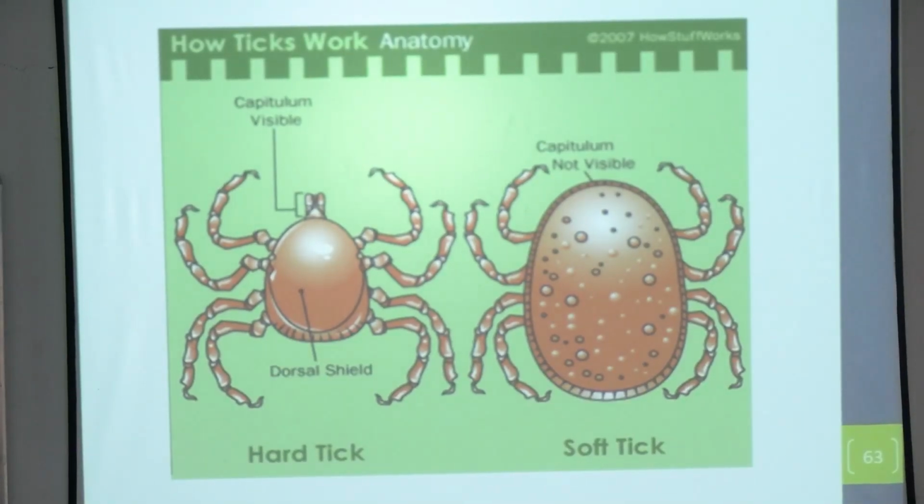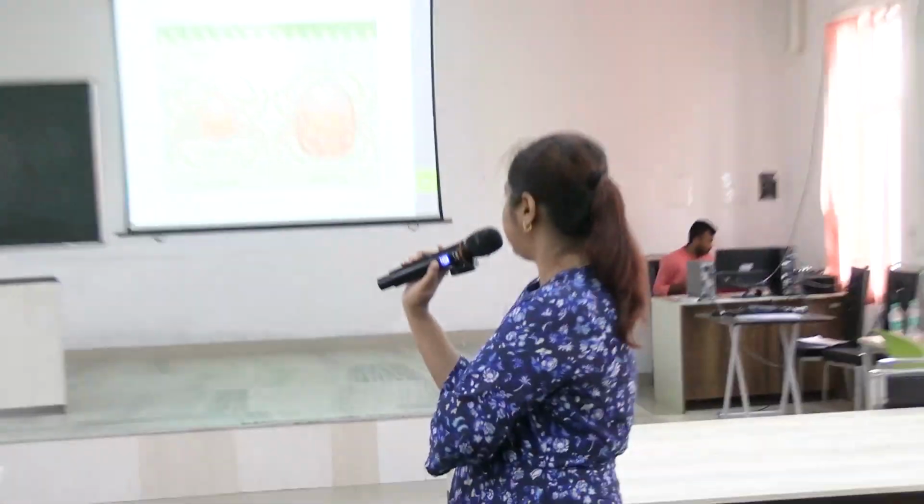This is a hard tick, this is a soft tick. What is the difference you can see? The picture is quite large. So any difference you can notice between the hard tick and the soft tick? I cannot see the head in the soft tick, but the head, the capitulum as it is called in the tick, is visible in the hard tick.